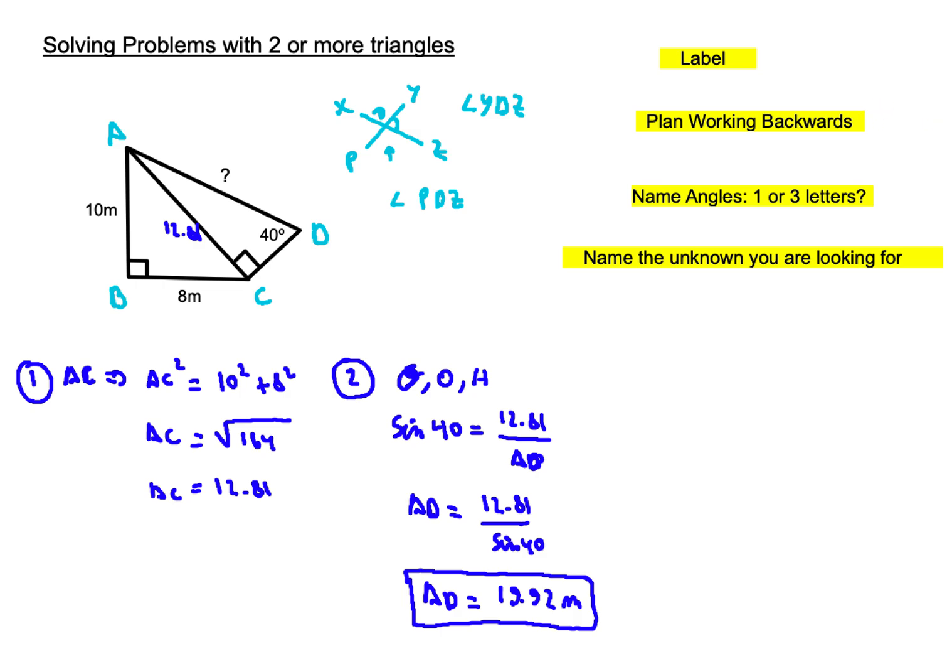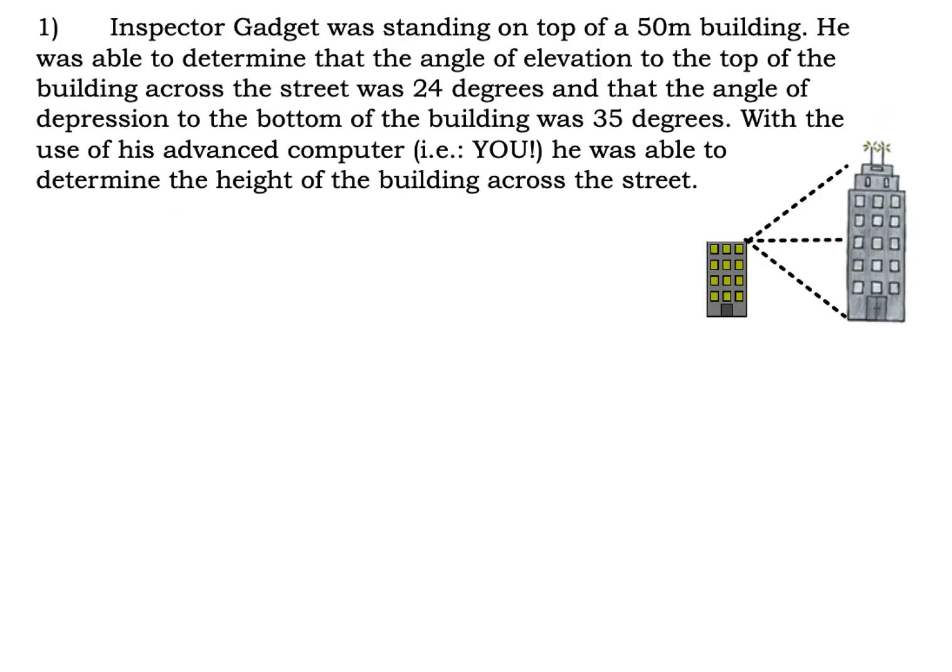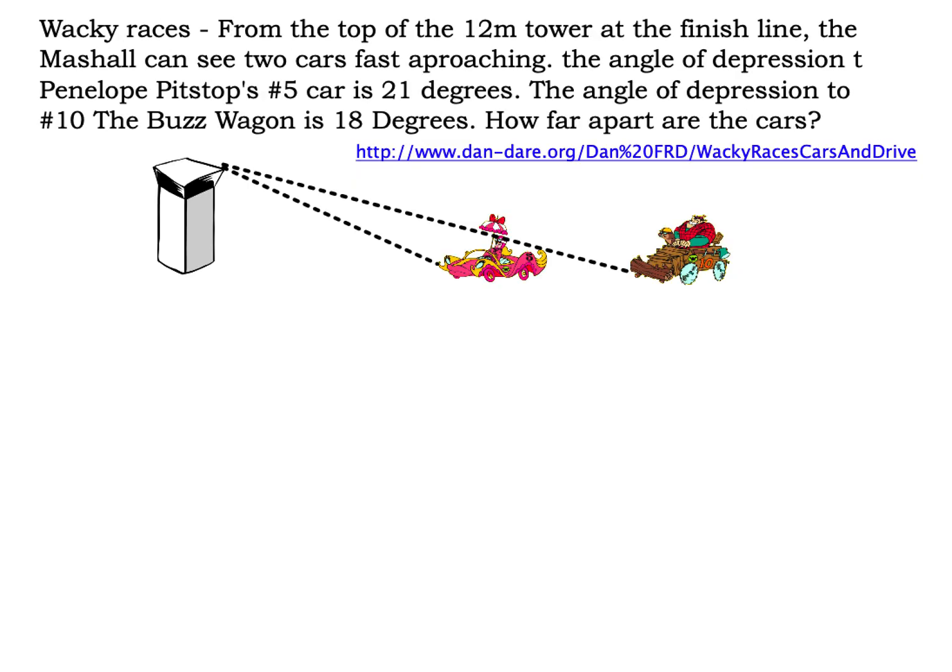Okay, and the 3 questions, I'll give you a PDF for this, are going to be this one for Inspector Gadget, this one for Wacky Races. Make sure that you pay attention to this when they're talking about angle of depression. Remember that angle of depression is with respect to the horizontal. So angle of depression would be right here. But as you know, the angle of depression is the same as the angle of elevation because of the Z pattern. But when talking about angle of depression, be careful to get the right one.